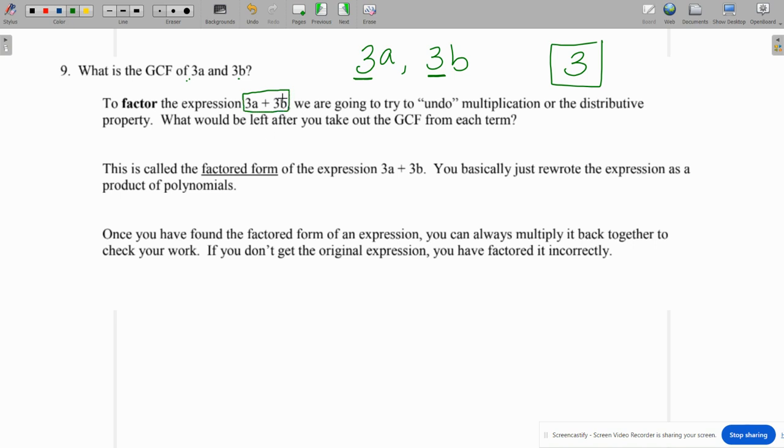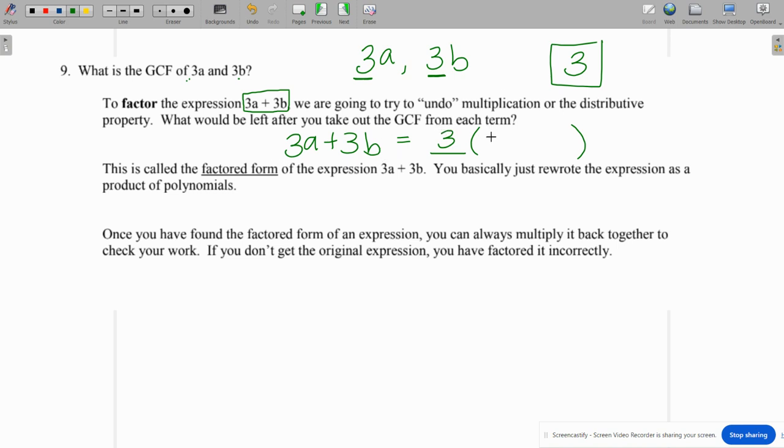So 3a plus 3b is now a binomial that we're going to factor. And the way that we do that is we take that 3a plus 3b and we rewrite it with the GCF in front of the parentheses. So the 3 is going to go in front of a set of parentheses. And this is kind of like undoing the distributive property. So we need to figure out what goes inside the parentheses so that when you distribute the 3, you get back to 3a plus 3b.